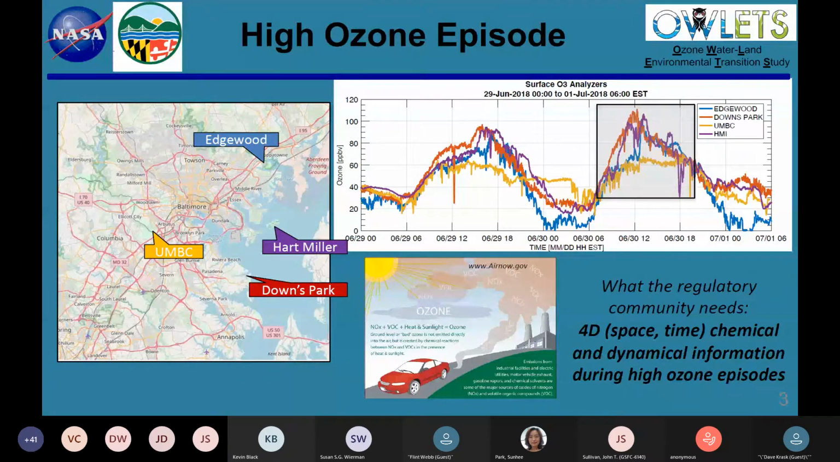So the ozone time series there on the right, I'm hoping you can see it, but really what I want you to just note is I've boxed in an area there that corresponds to June 30th, the same afternoon that picture was taken. And what you're seeing is the Hart Miller Island site, which is the purple color, Downs Park as well, the red color in that time series, are exceeding or nearing 100 parts per billion. This is our 1-minute data from our sort of research monitors.